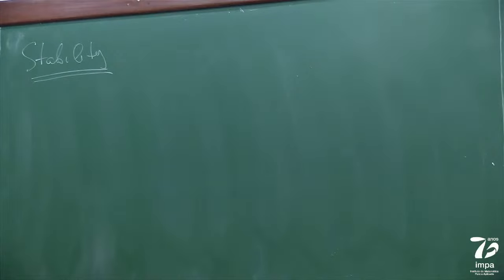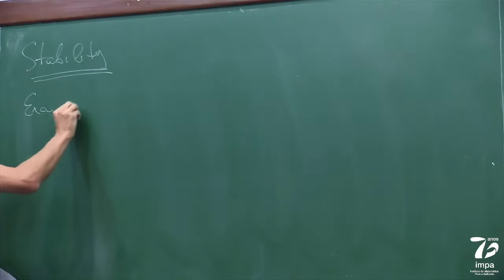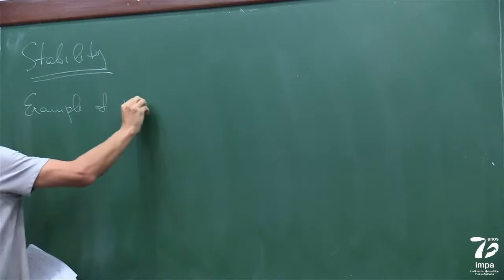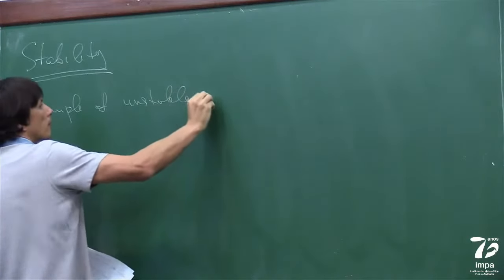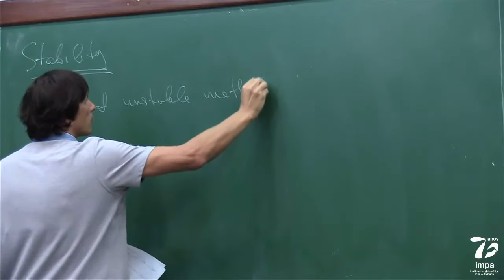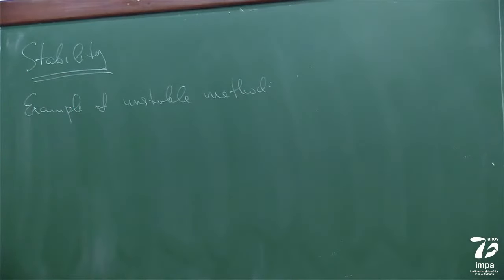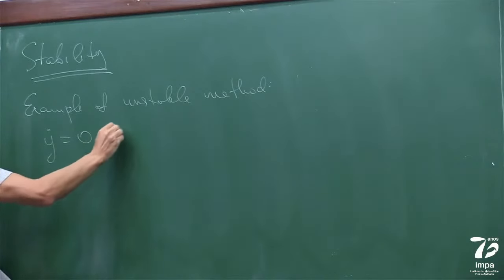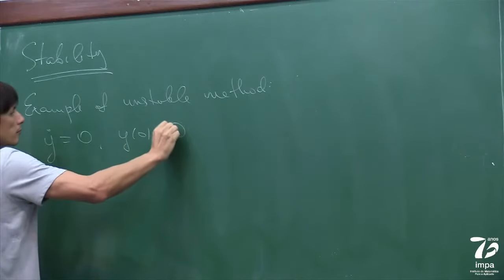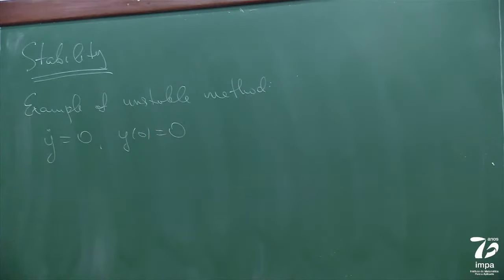So the best is just to consider the first example of an unstable method. Let's solve the simplest situation: the trivial equation with trivial initial condition. So the solution should be 0. And let's apply the numerical method to this scheme.